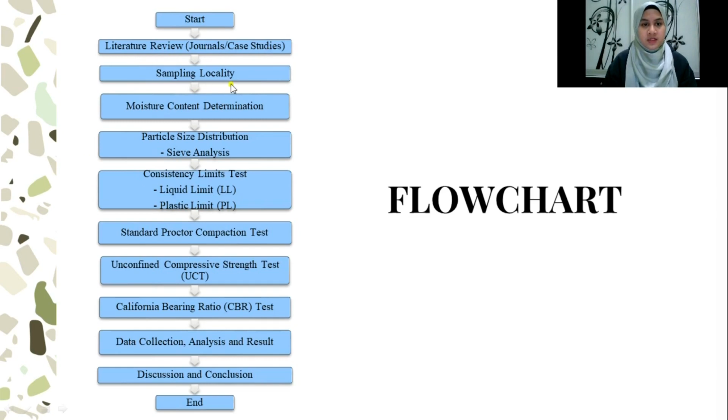Then we do sampling locality, moisture content determination, and particle size distribution, for which we use the sieve analysis test. Then the consistency limit test, where we determine the liquid limit and plastic limit to know the moisture content and also the behavior of the soil. And then the standard Proctor compaction test, the unconfined compressive strength test, known as UCT, the California bearing ratio, or CBR test, and then data collection, analysis of results, discussion, and conclusion.